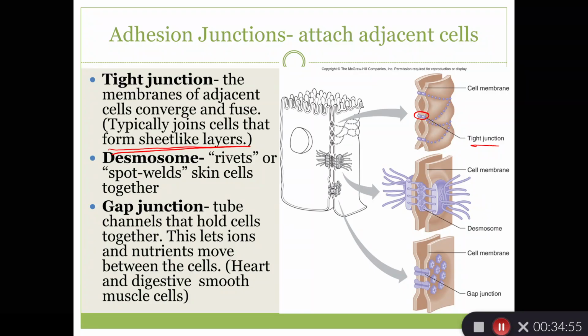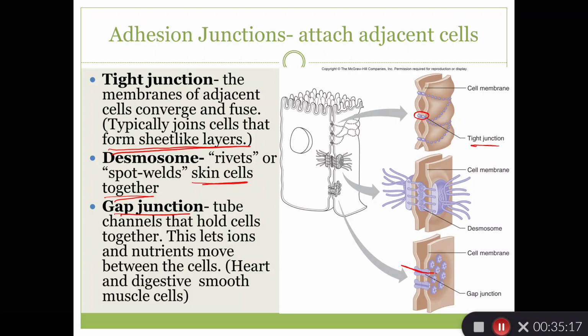Desmosomes are rivets or spot welds that are in skin cells holding them together. And these to me look more like Velcro. Okay, and then the last one is gap junctions. Tube, so that's right here. They're little tubes. Tube channels that hold cells together that let ions and nutrients move between the cells.